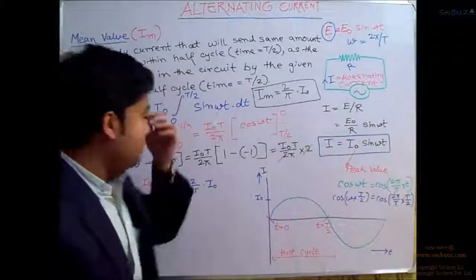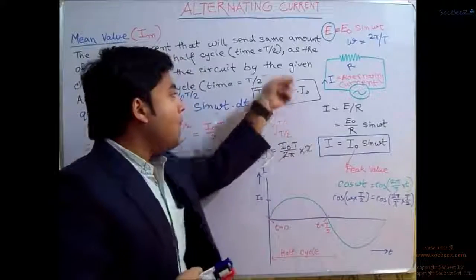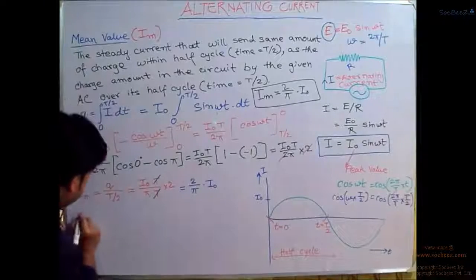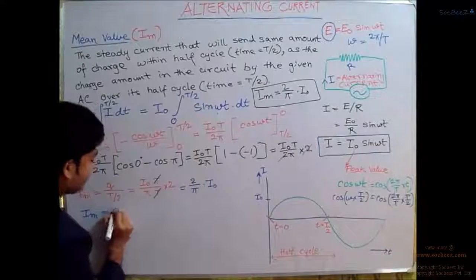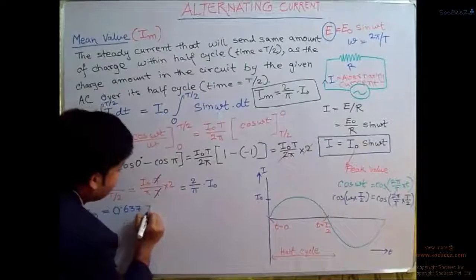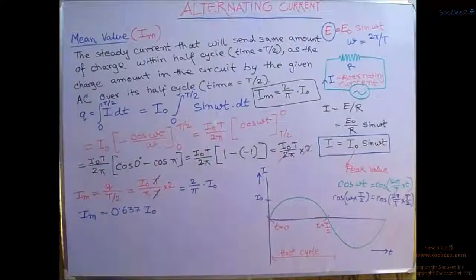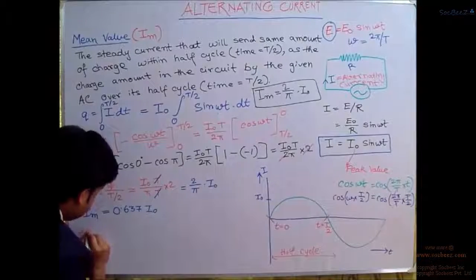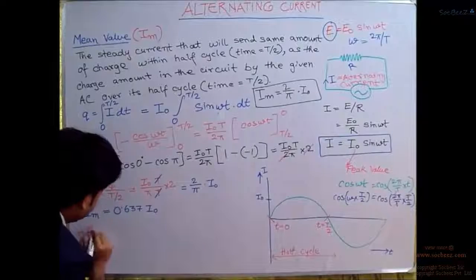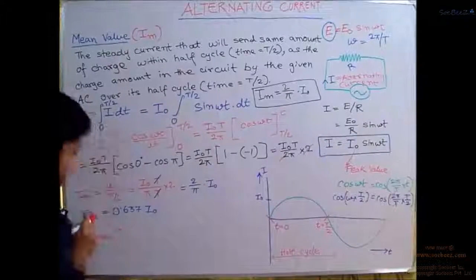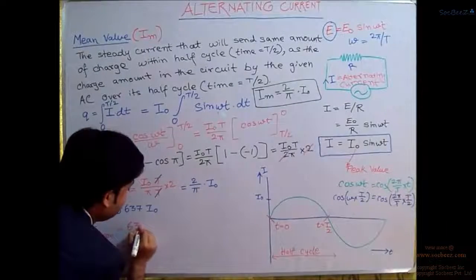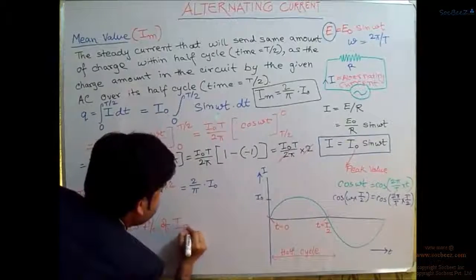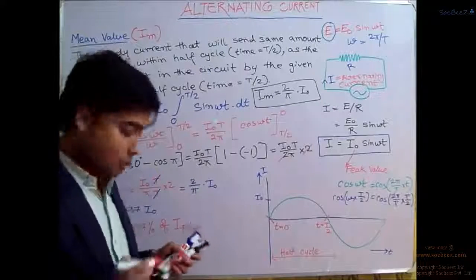Right? And since we know that the value of pi is 22 by 7, if we find out the value of 2 divided by pi, we are going to observe that I_m will come out to be 0.637 multiplied by I naught, which again implies that I mean will be equal to 63.7% of I peak, because I naught is the peak, right?